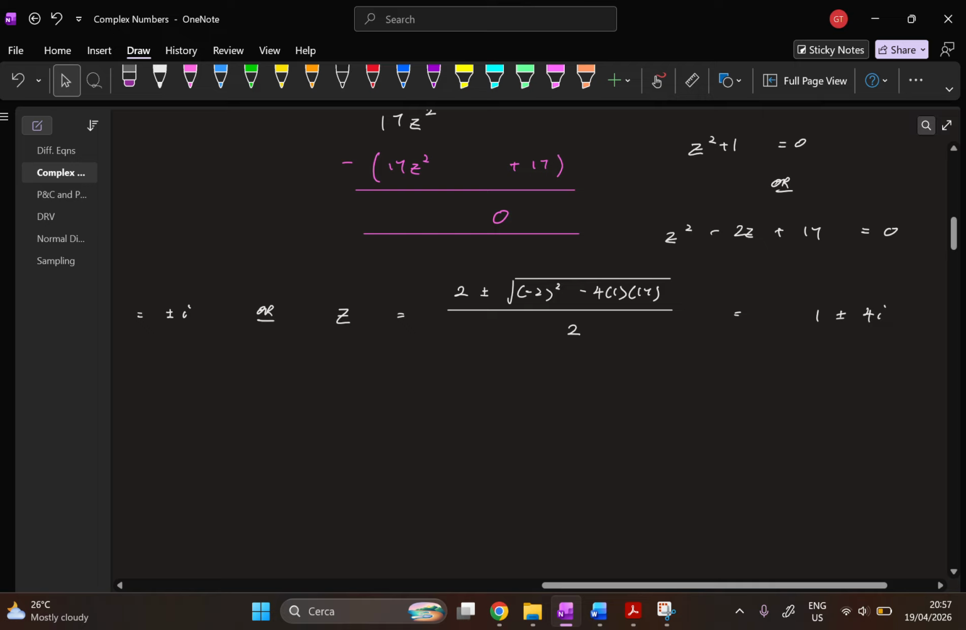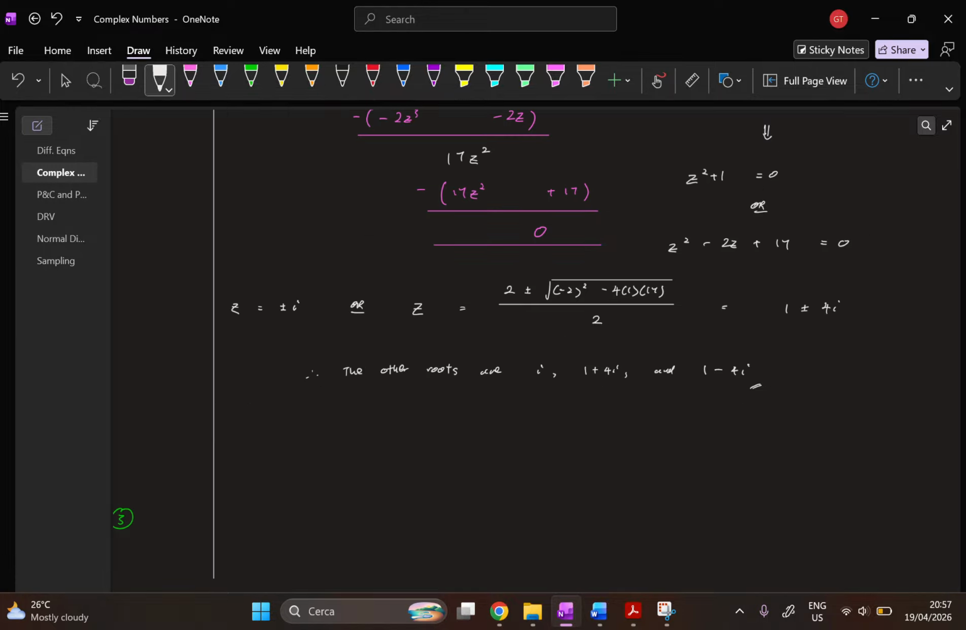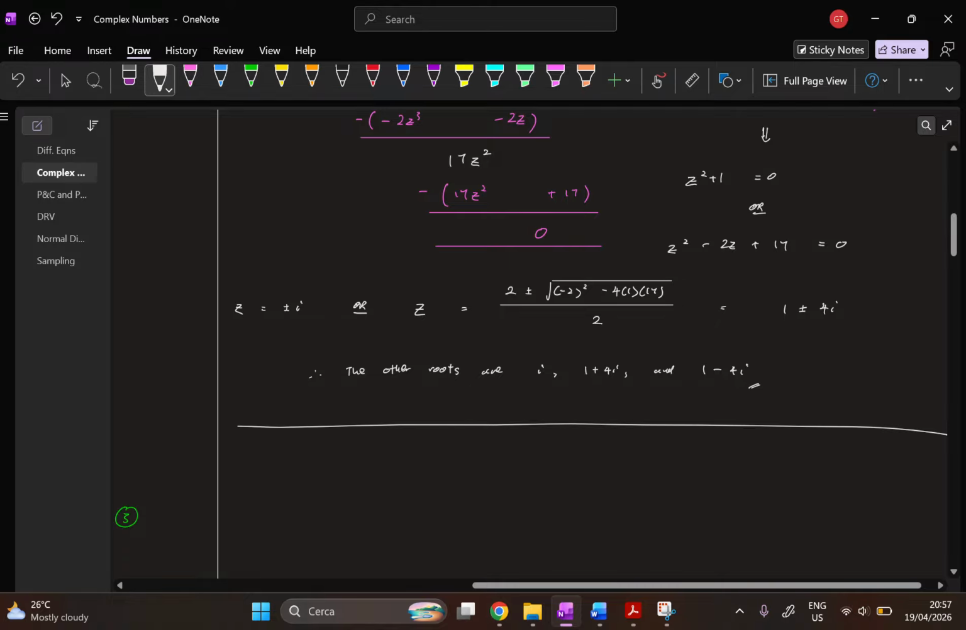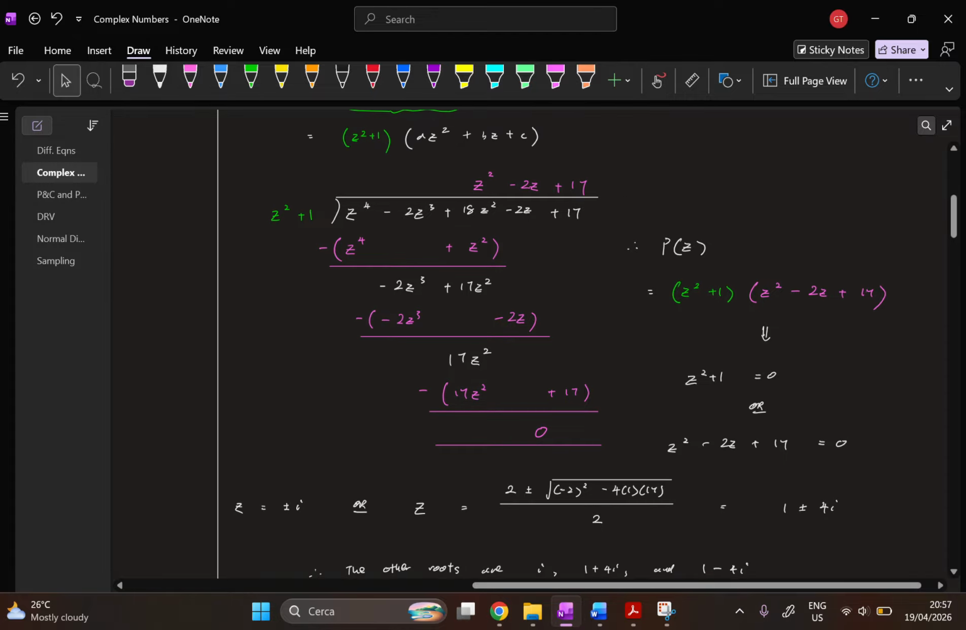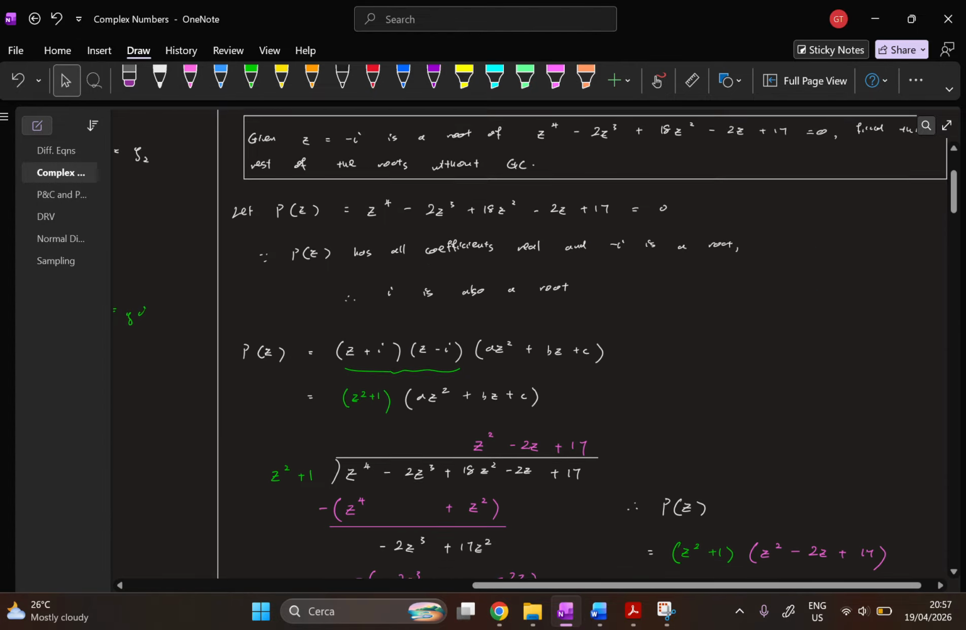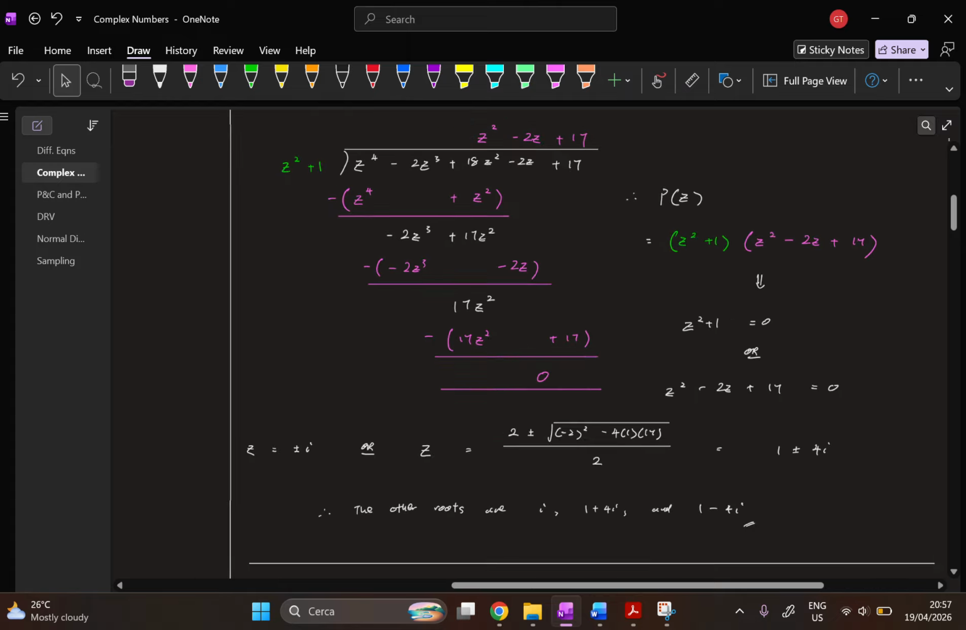Okay, so therefore, the other roots, because it said to find the other roots. So you must present your answer with the other roots: i, 1 plus 4i, and 1 minus 4i. Please do not leave your final answer as plus minus. Be clear, like that. Okay? Yeah, I hope the most important thing that you have learned from this question is to relearn how to do polynomial long division. I think it's a bit rusty for you already. And as you can tell from my basic math mistake, it's a bit rusty for me also.